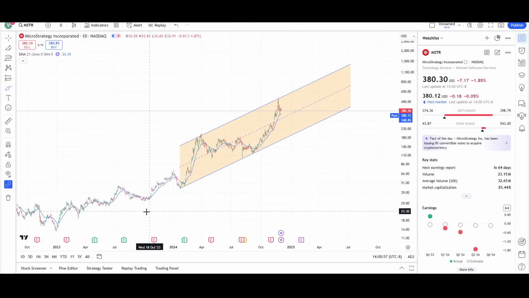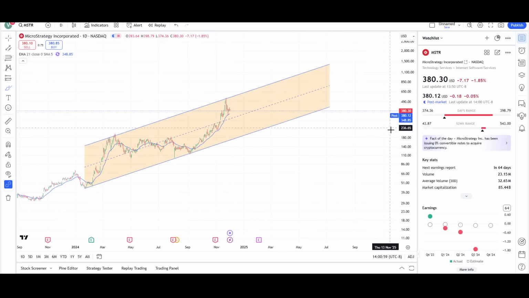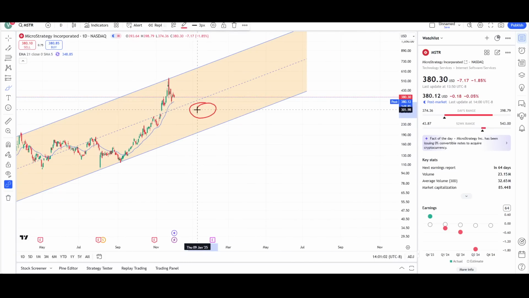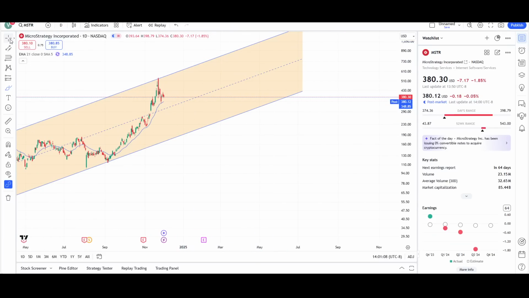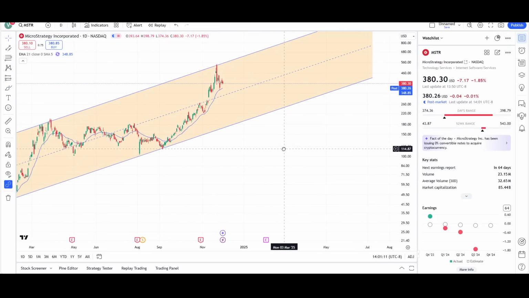However, just like for that yellow channel, price did not reach the opposite side. So we might stall out again, maybe halfway, maybe stop at the lower 300 level and start a more aggressive channel. So always keep that in mind as well. But as of right now, this is what we're working with.